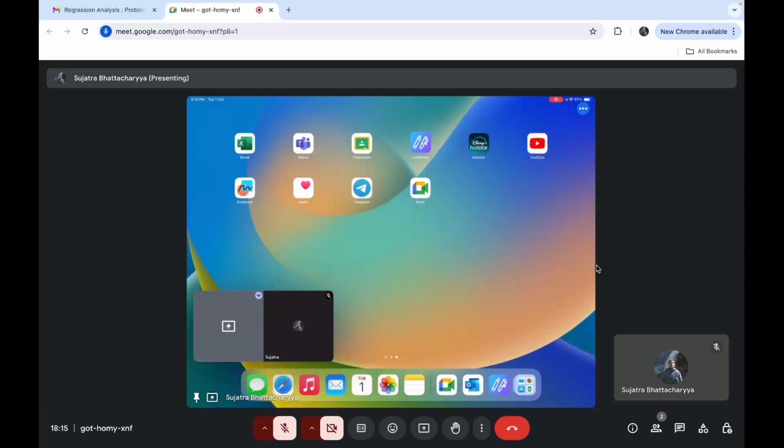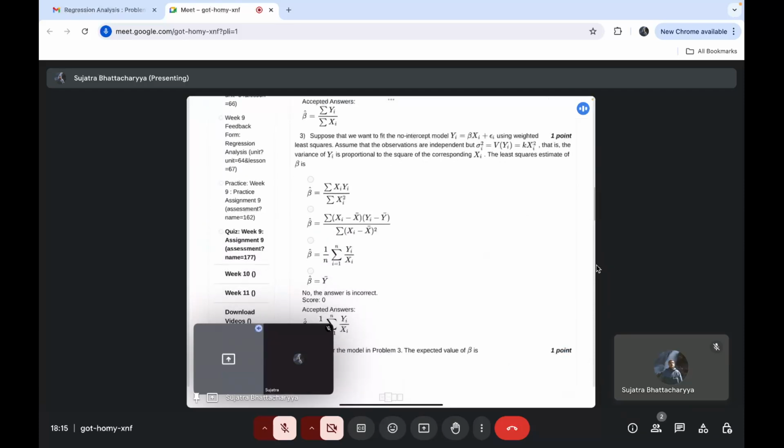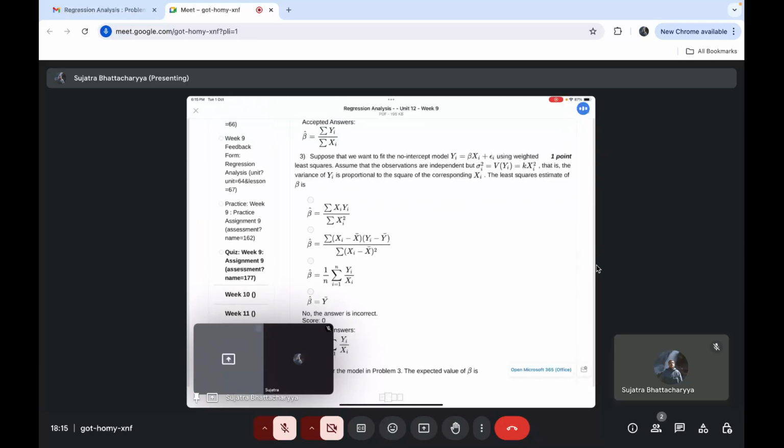So if you go to the second question, you will find that beta hat will be summation yi divided by summation xi. Fine. Let's go to the third question. Suppose that we want to fit a no intercept model just like the previous one using weighted least square. Assume that observations are independent, but now variance of yi is k times xi square, that is, proportional to the square of the corresponding xi. The least square estimate of beta then will be what?